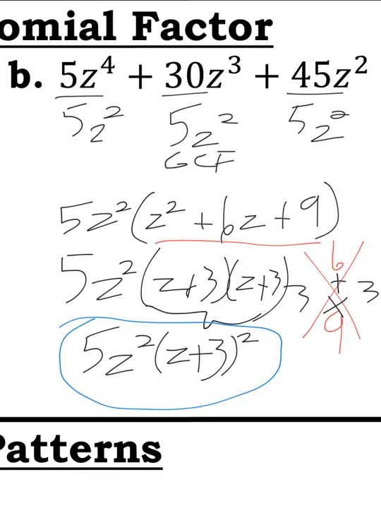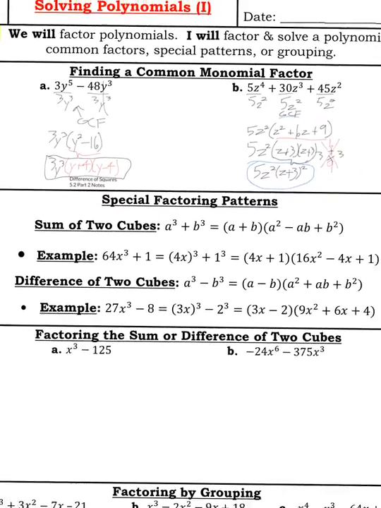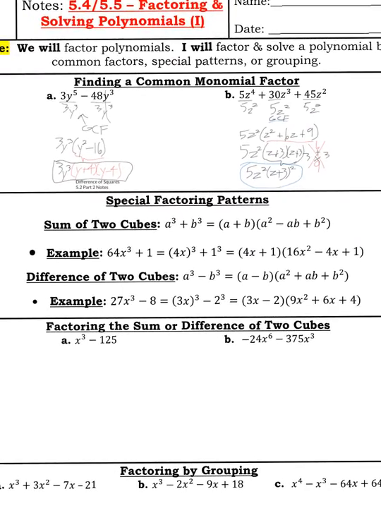We factored out a GCF, and then we're left with a trinomial that we could factor like we did in my earlier videos. Okay, so let's talk about special factoring patterns. The two to point out that I'm going to focus on for the rest of this video are sum of two cubes and difference of two cubes. That's where you have two terms where each term can be expressed as a cube, and you take a sum or difference of two cubes.